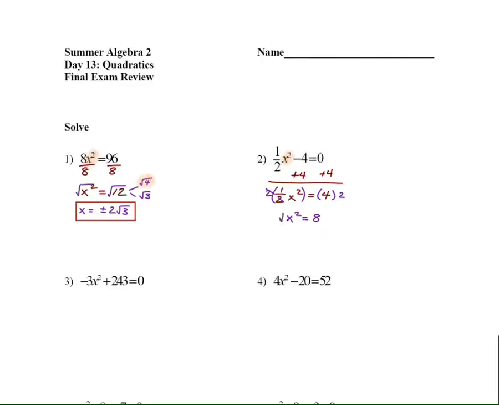Either way, now I'm going to take the square root of both sides, so I get x equals plus or minus, and then I'm going to break 8 into 4 and 2. So the square root of 4 is 2, so this becomes x equals plus or minus 2 root 2.